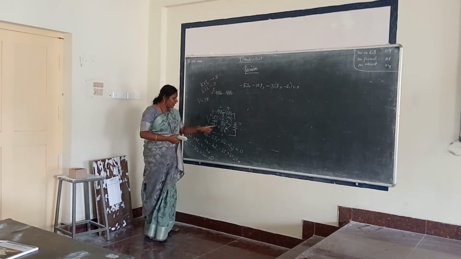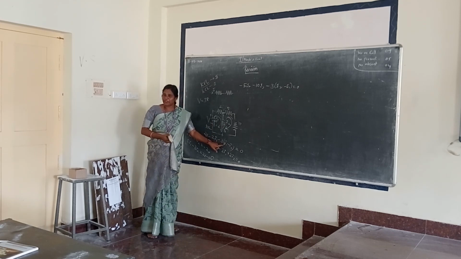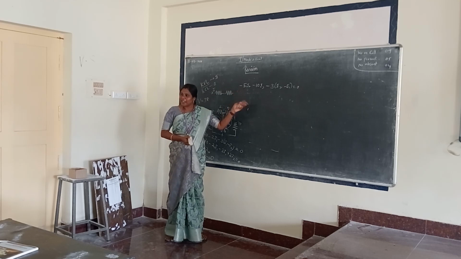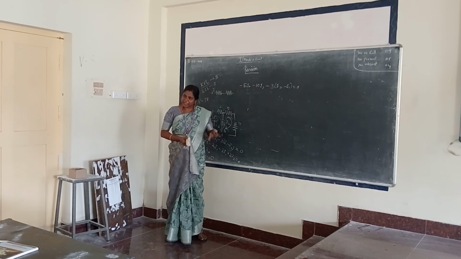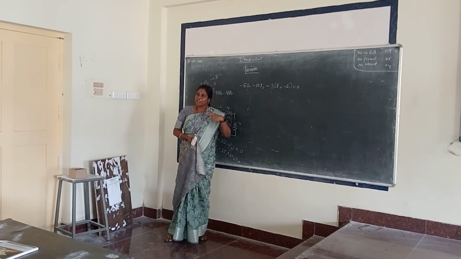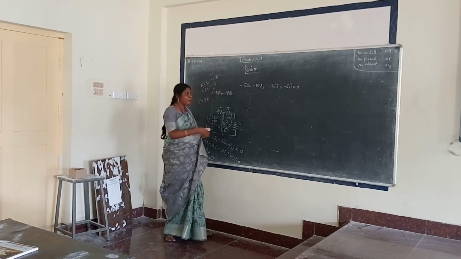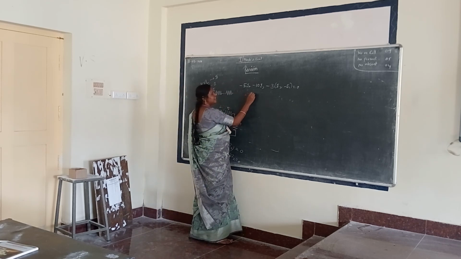See, the same 3 when I write for the first loop is I1 minus I2, and when I write for the second loop it is I2 minus I1. The current of the loop being written takes priority. That is why I am putting I2. Again, simplifying this.